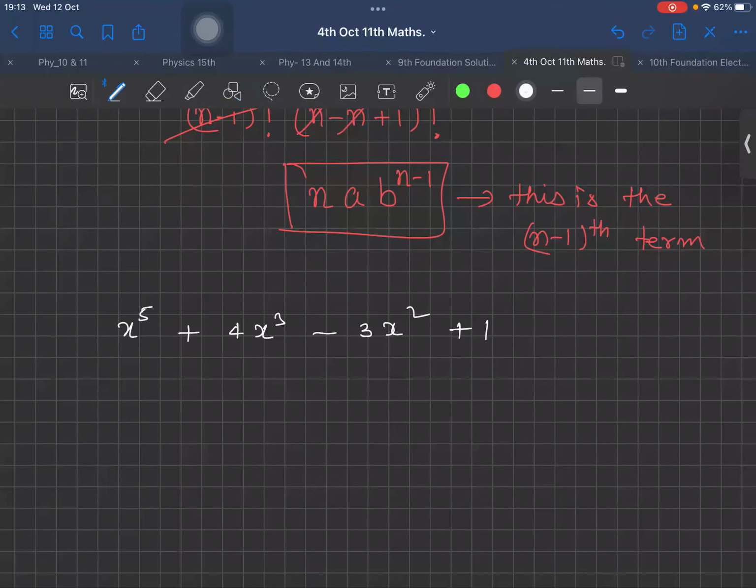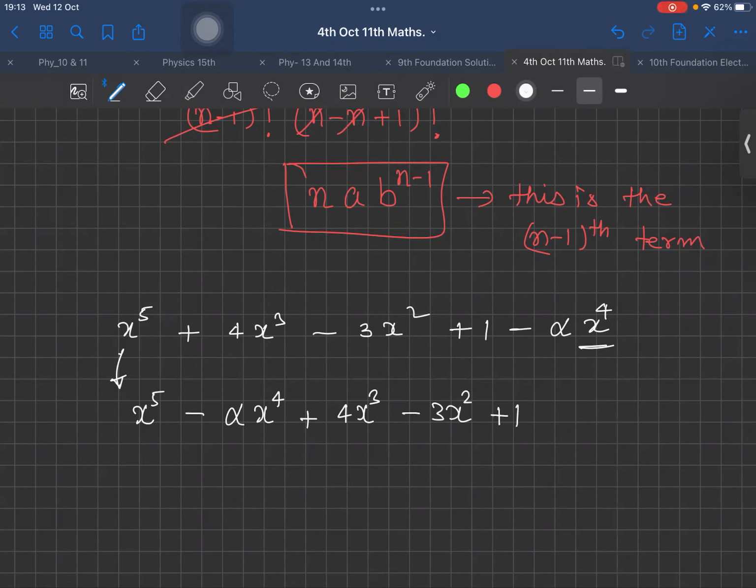If I include one more term, minus alpha x to the power of 4, how many terms are there? 5 terms are there. If I ask which one is the middle term, how will you find out? First, you will arrange the above expression in decreasing power: x to the power of 5, minus alpha x to the power of 4, plus 4x cube, minus 3x square, plus 1.